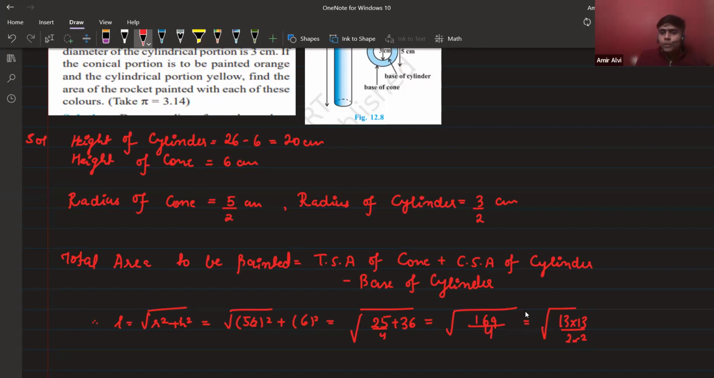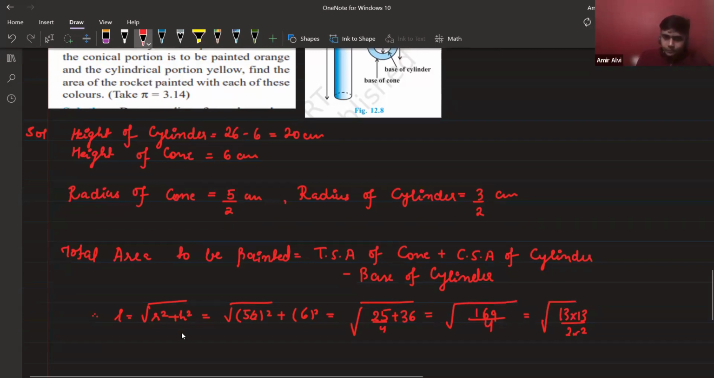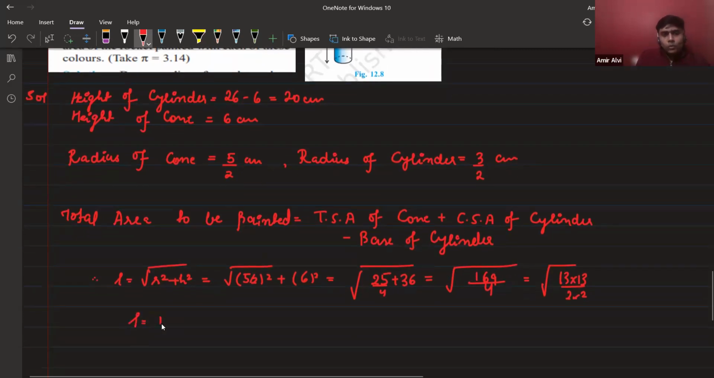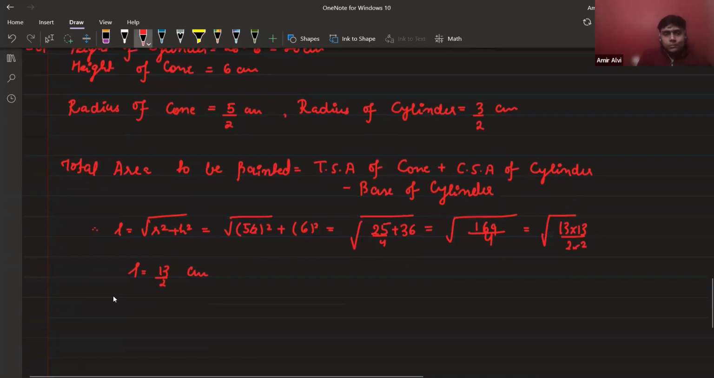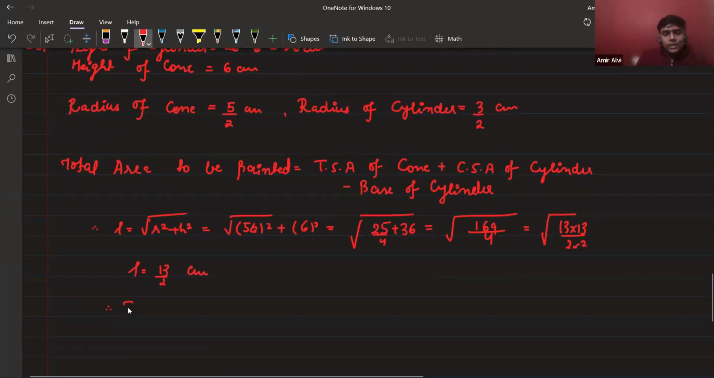Is it clear to everybody what I'm trying to say? Yes, sir. In this pair, only 1 by 13 will be carried out of the square root because the square root is there. So L will be equal to 13/2 centimeter. Got it? Yes, sir. So now TSA of cone.